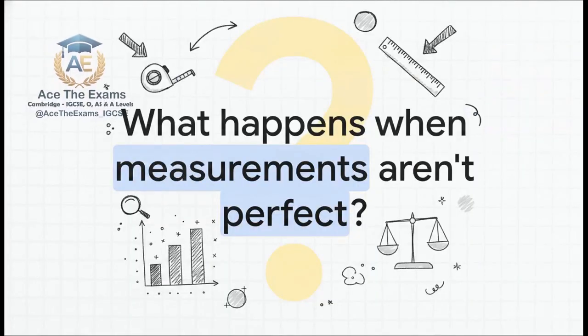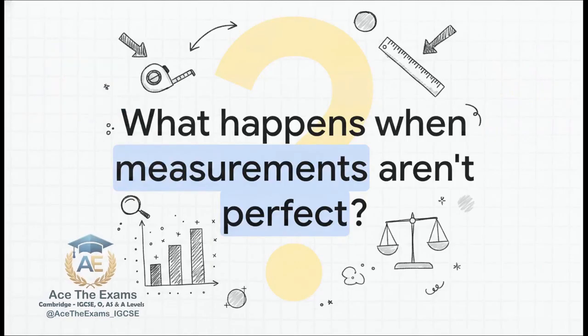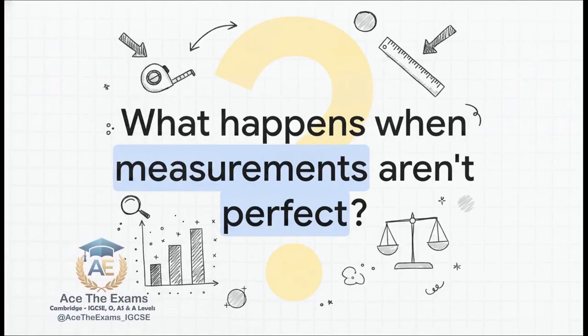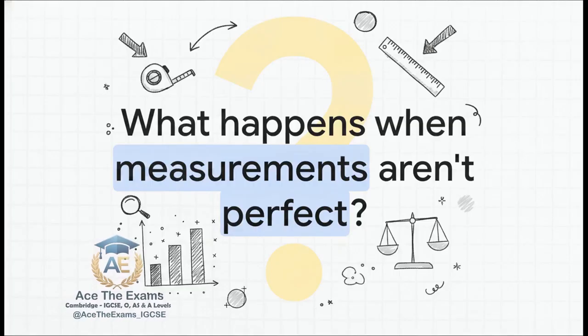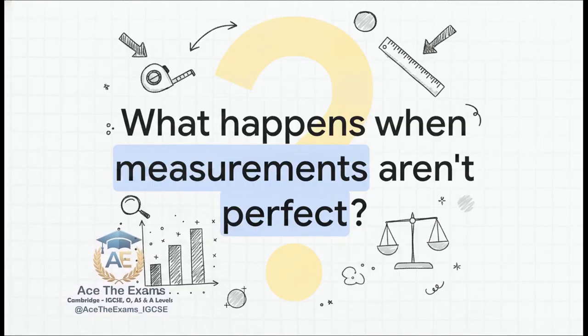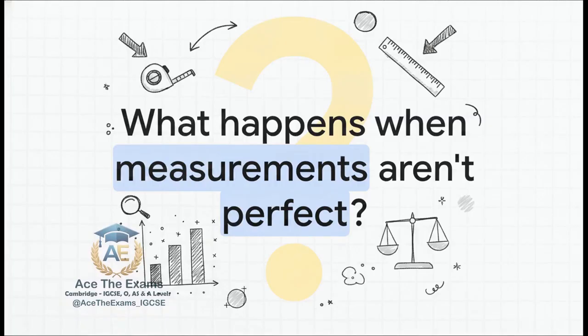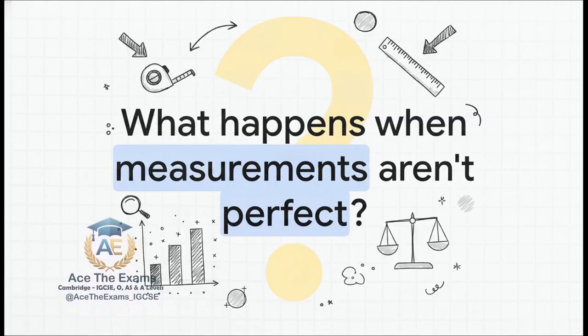All of this beautiful math assumes that our data is flawless. So what happens when measurements aren't perfect? Because let me tell you, in the messy reality of a school physics lab, with fluctuating room temperatures and cheap stopwatches, the data is never perfect.